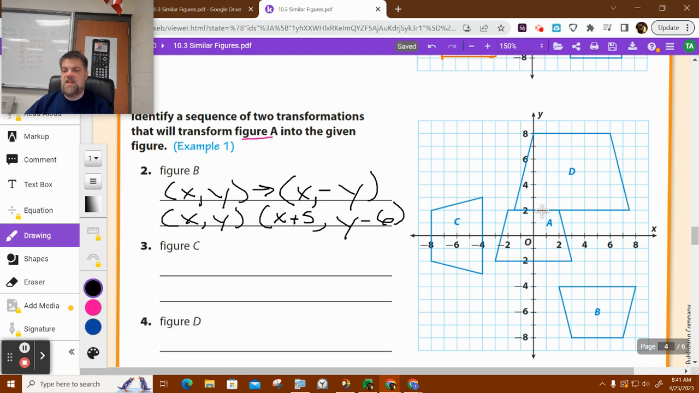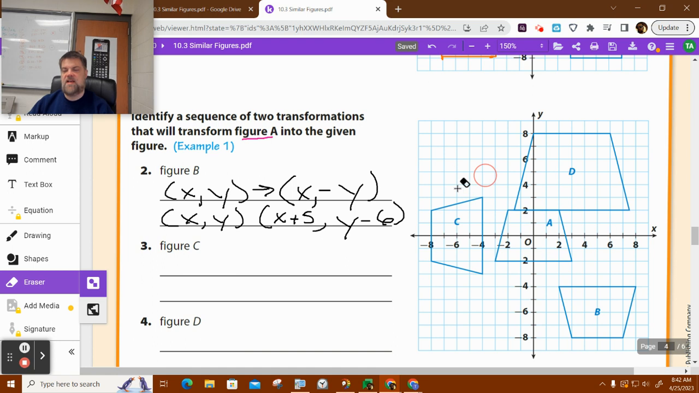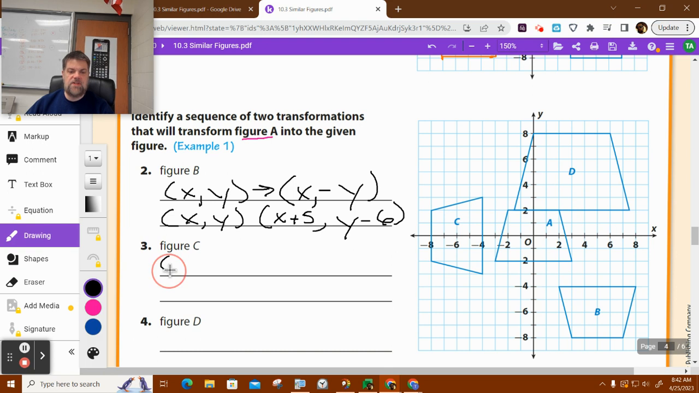So now C, to get from A to C, what did they do? They rotated it. Not 180, though. Oh, wait, no. 90. They did rotate it 90 degrees counterclockwise. Good. I'm glad you caught that. So they rotated it counterclockwise. But also you have to put it into place. So what the textbook says, and like I said, there's no right or wrong, I'm just going to write down what's in the textbook. In the textbook, what they did is they shifted up 6 units first. So they translated up 6 units.